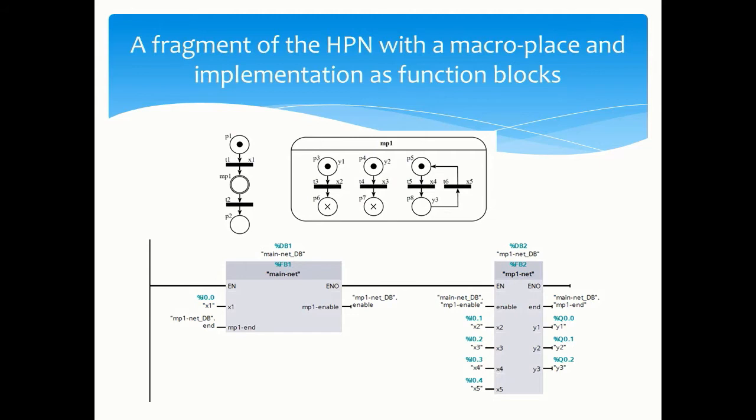The output signals Y1, Y2, and Y3 are associated with the places P3, P4, and P8 of the subnetwork, respectively. They are to remain active for the duration of the activity of these places. If the macro place MP1 is inactive, neither of these signals should be active.